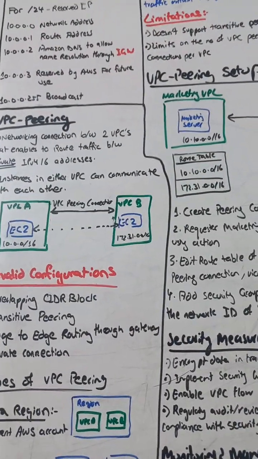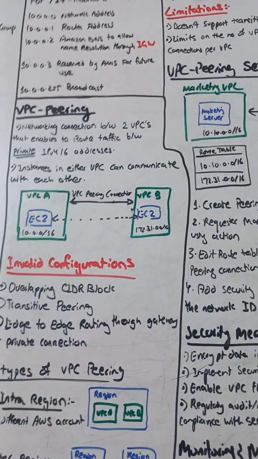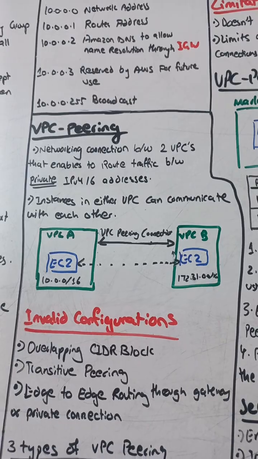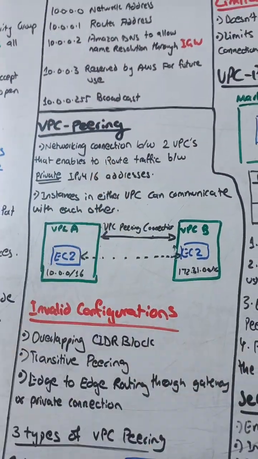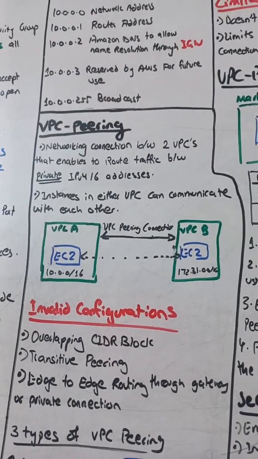Now, there's another concept about communication between two VPCs. If you want to have networking between two different VPCs and you want to route the traffic between them privately, you are going to be using VPC peering. Why do you want to do it privately?